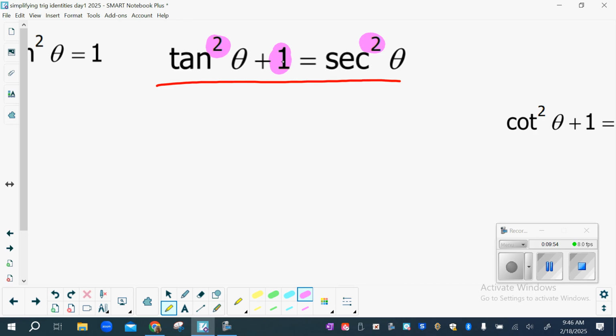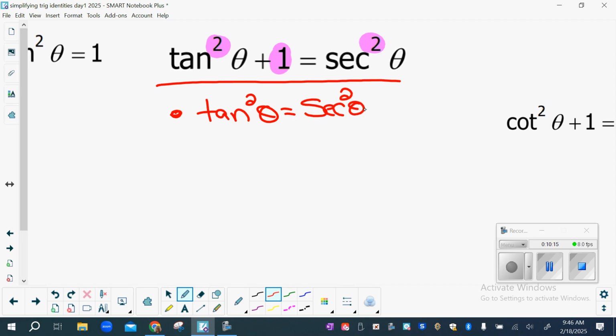Now, will it always show up like this? It will not. Sometimes it will show up like this. And here's how else it can show up. It can show up as tan squared is equal to secant squared minus 1. Look what I did. I just moved it over here, right?